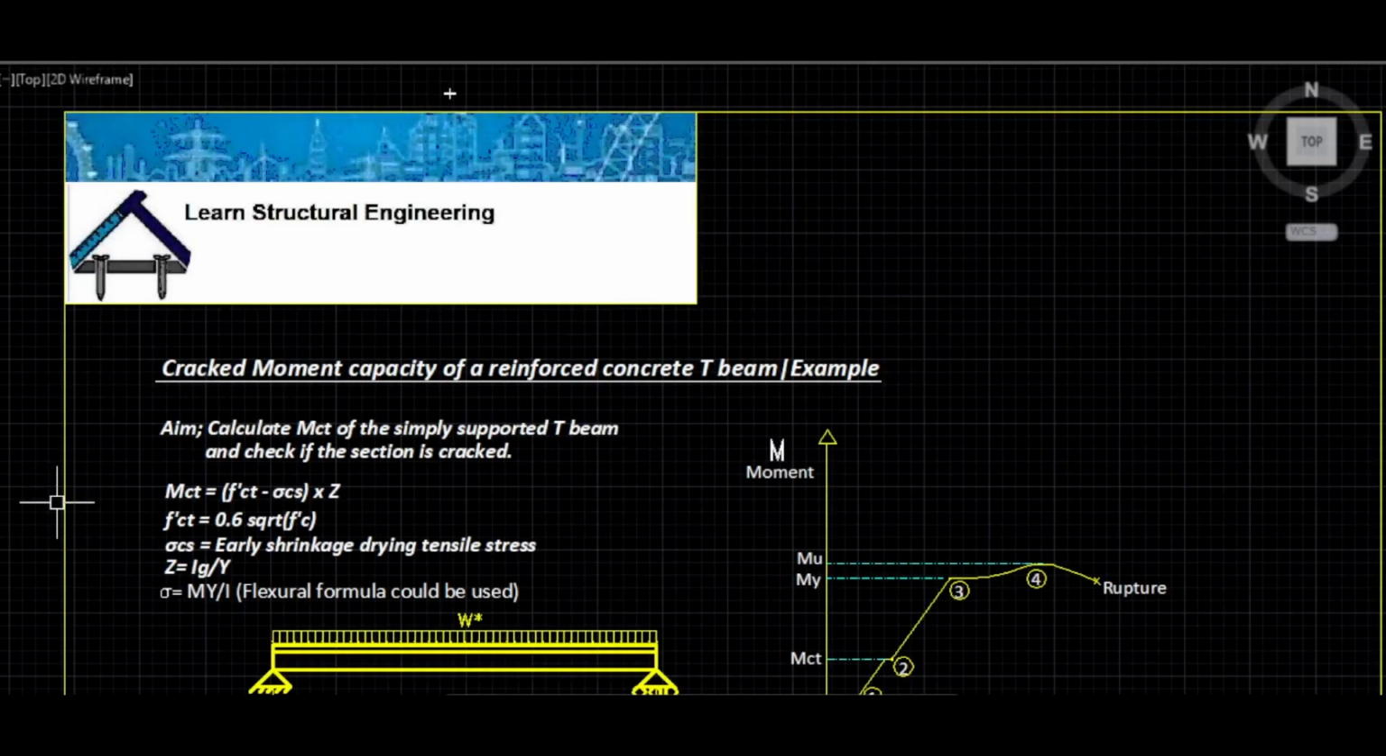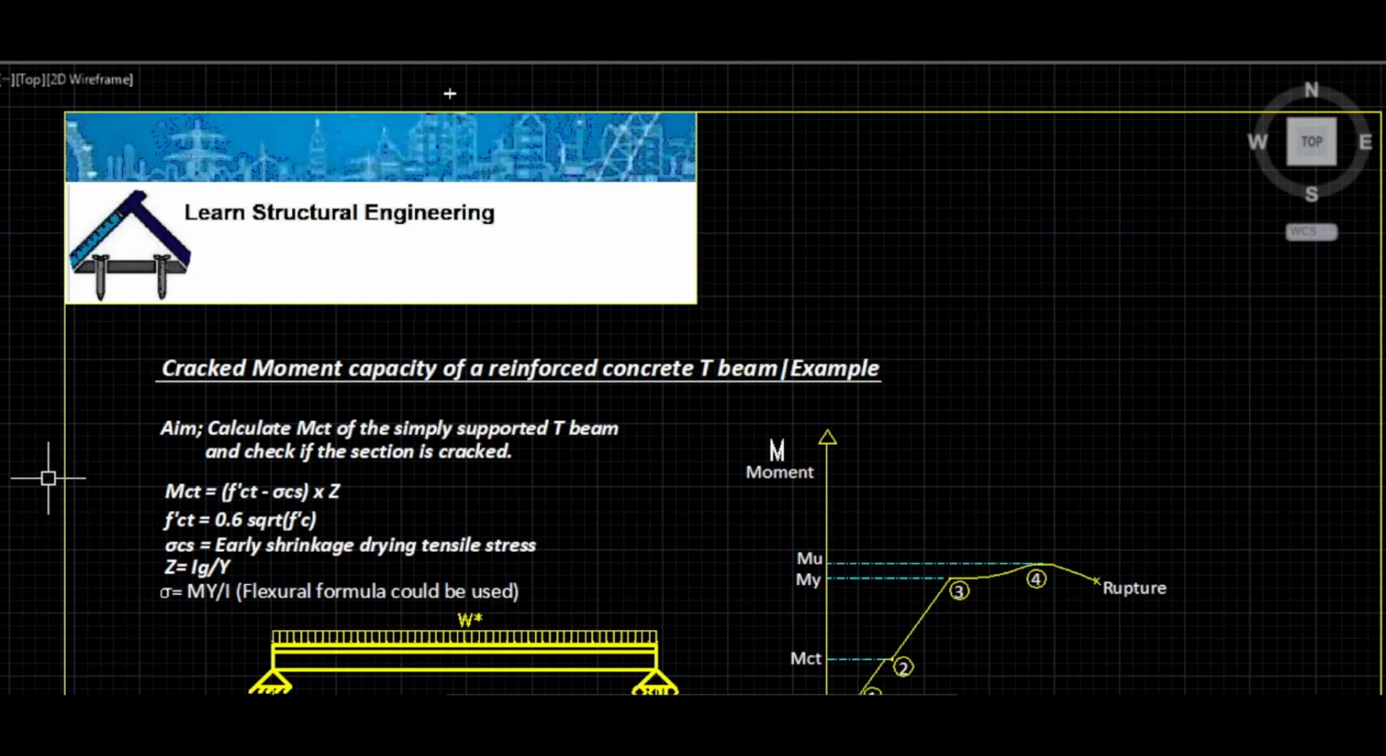Welcome back, and in this presentation we will speak about the cracked moment capacity of a reinforced concrete T-beam. Here we have an example, and the aim is to calculate M sub CT of the simply supported T-beam and check if the section is cracked or not. Cracked here just means that the applied moment is greater than the cracked capacity of the section.